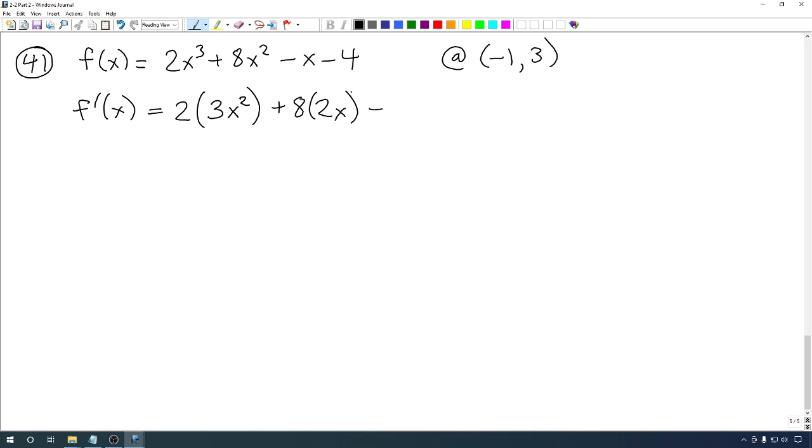Minus the derivative of x is 1. And then minus the derivative of 4, which is 0. Derivative of a constant is 0. In other words, our derivative here is 6x squared plus 16x minus 1.